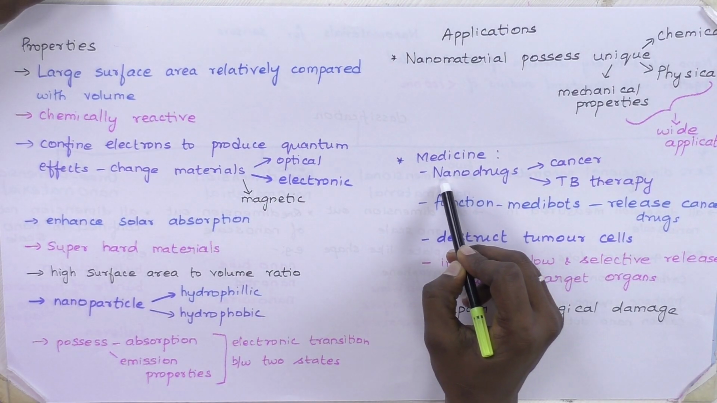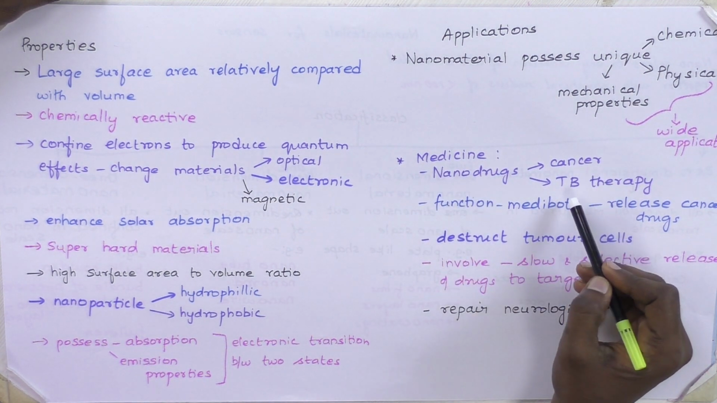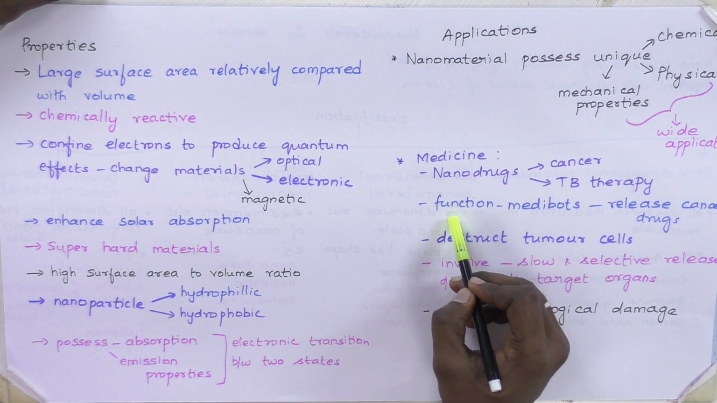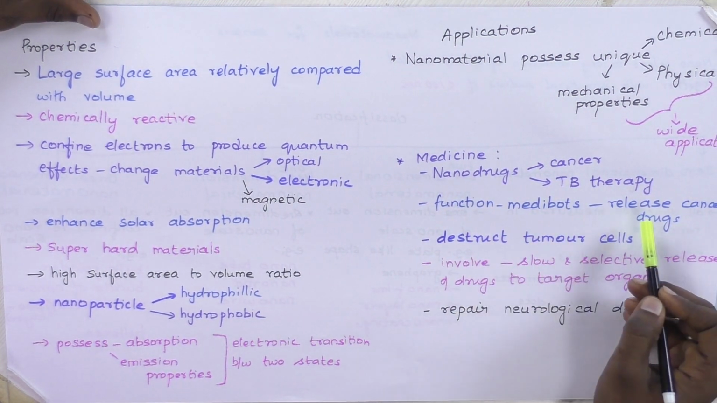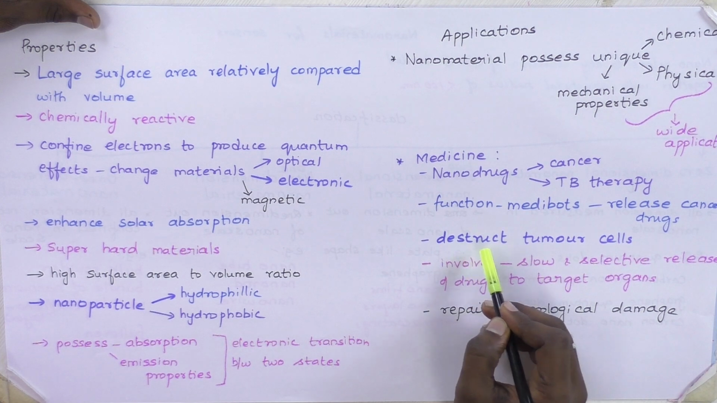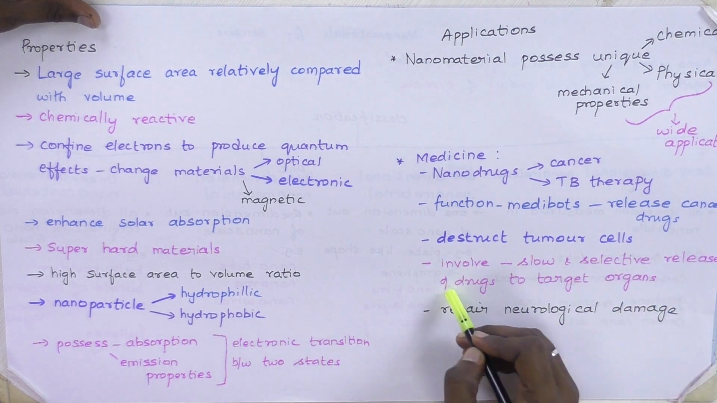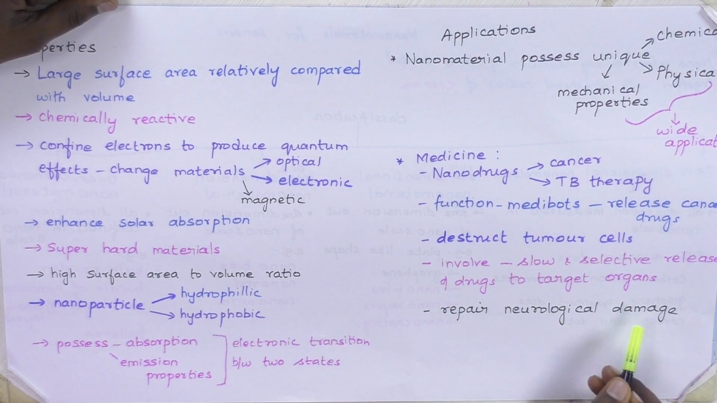In medicine, nanoparticles are used as nanodrugs for the treatment of cancer and tuberculosis therapy. They also function as medibots to release cancer drugs to a particular area. Nanoparticles destroy tumor cells. It involves a slow and selective release of drugs to the target organs. This application enables the pharmacist to give a low dosage of drug which works in an efficient manner. It also repairs neurological damage.